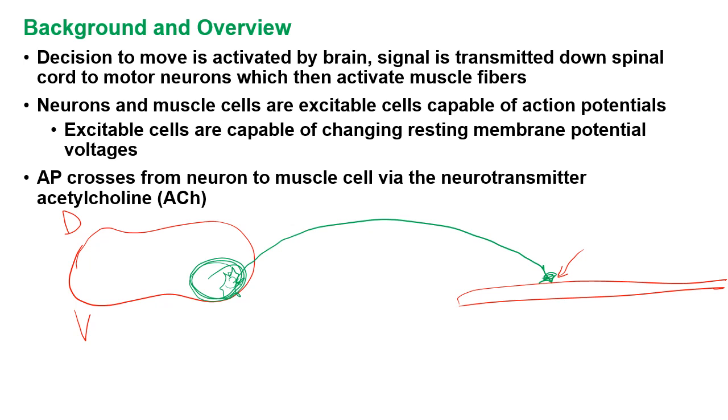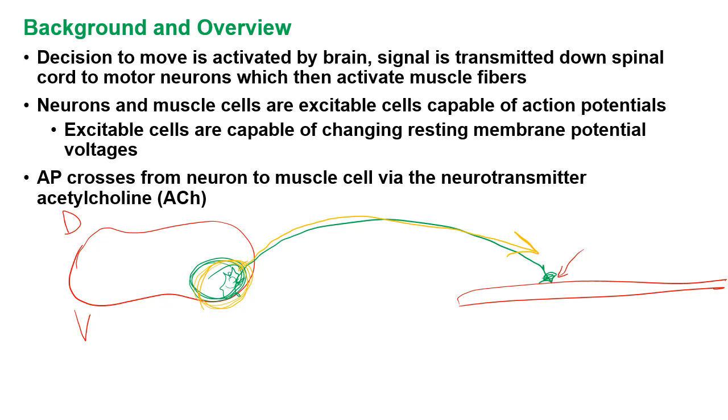So your impulse is going to come from that motor center in the ventral side of your spinal cord, and is going here. You're going to have an action potential. It's going to travel down the axon and get to your muscle.